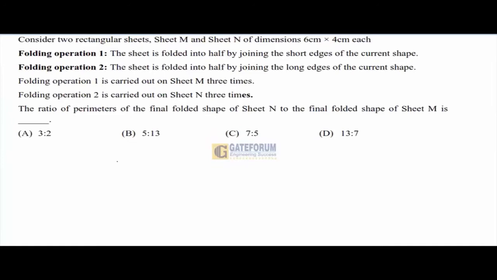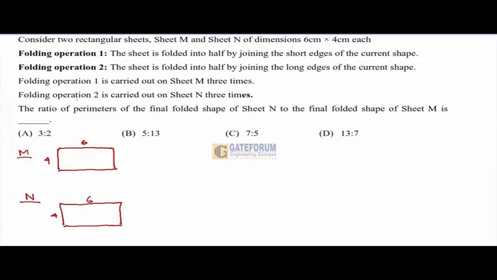Consider two rectangular sheets, sheet M and sheet N, of dimensions 6 by 4 centimeters each. So let us take them. Suppose sheet M, so this would be much like it, 6 and 4. Sheet N is also such. So 6 and 4.